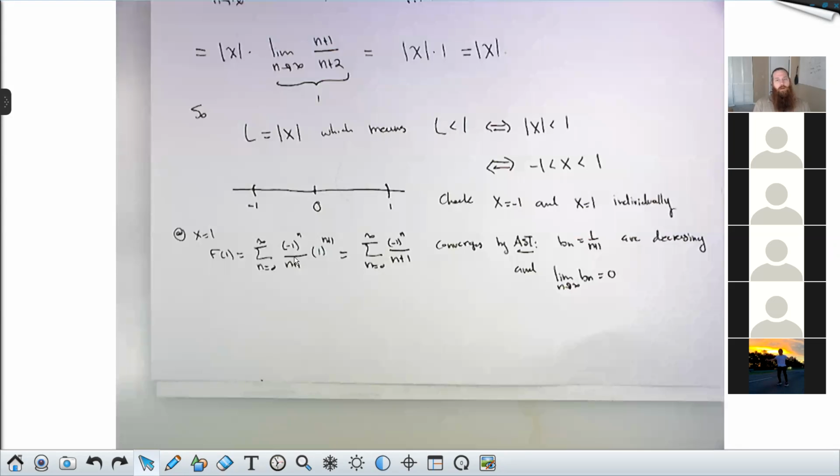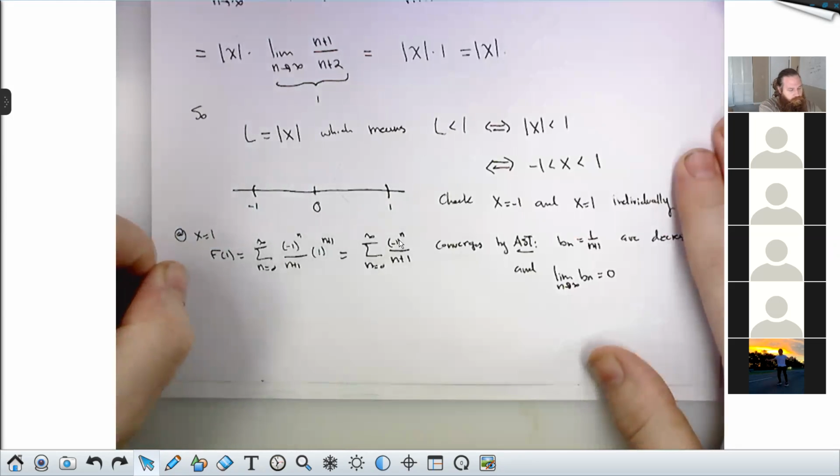So at the end of these problems, after you get the endpoints here, you need to test the endpoints one at a time. Each one of those is going to be like a problem from 11.6 or 11.5, where you need to go back and use one of the other convergence tests.